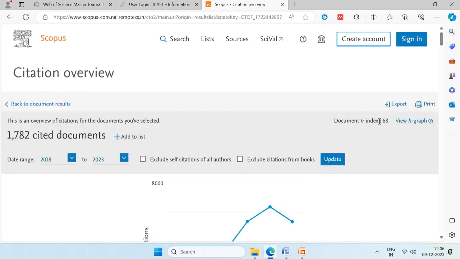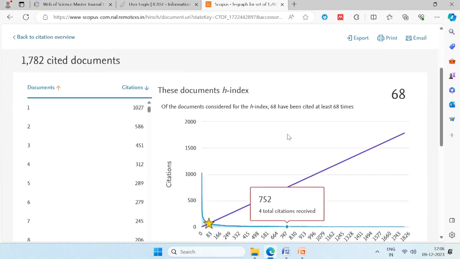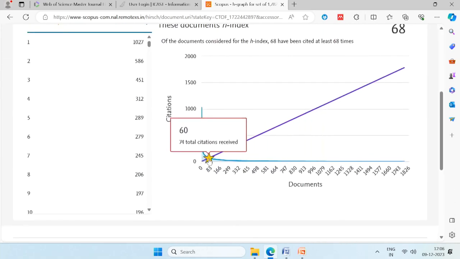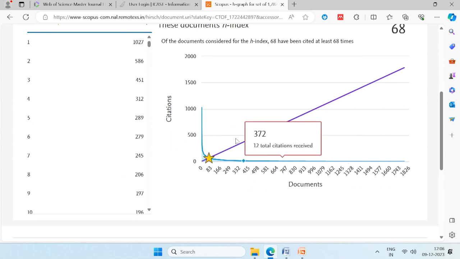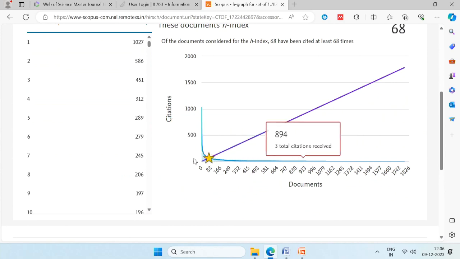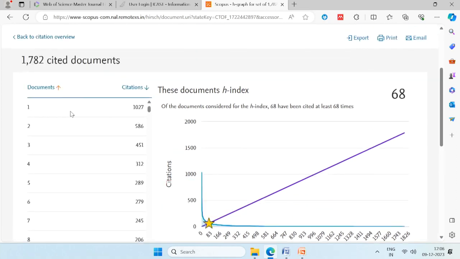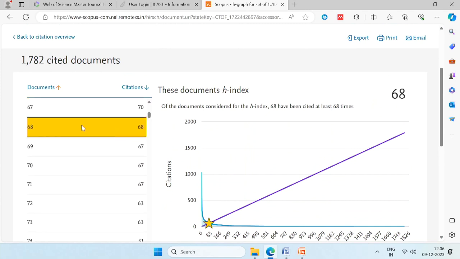And what is the H index? The H index for these 3 years of publication is 68, which is very good. Okay. See, this is the H index graph. 68 is the H index, where it intersects the number of citations and the number of papers. For example, this is a document, this is the citation. If you see, the 68th paper would give the H index.